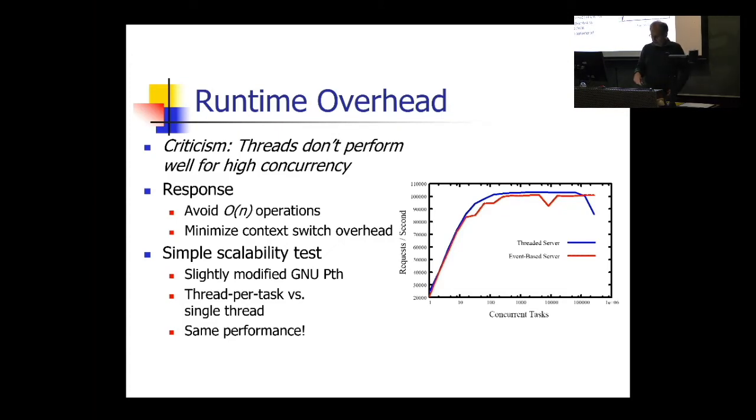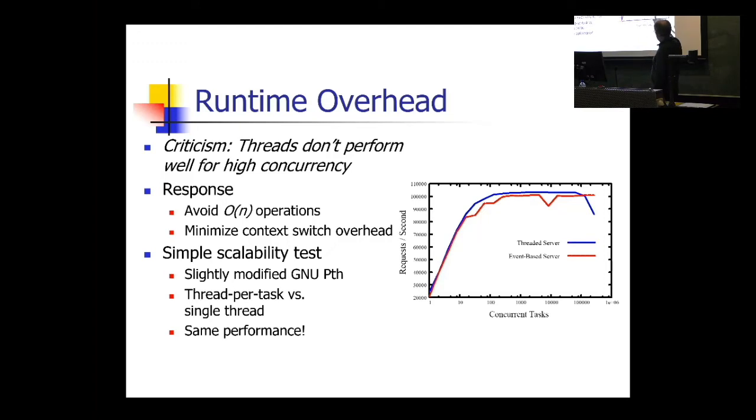Okay, so what they did is they took the GNU pthreads library, and they modified the threads library to avoid order n operations, which it had in there, and do a little bit of optimization on the context switching overhead, using a model that had a thread per task in this particular benchmark, and task meaning activity, which would be largely the parallel to an event-based model, which would have had an event handler dealing with each incoming task.